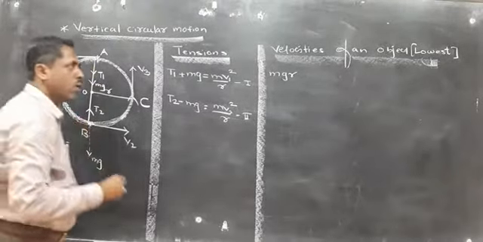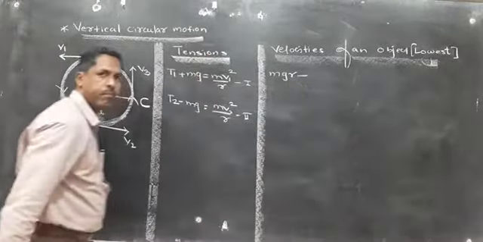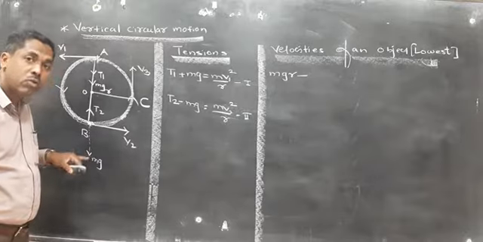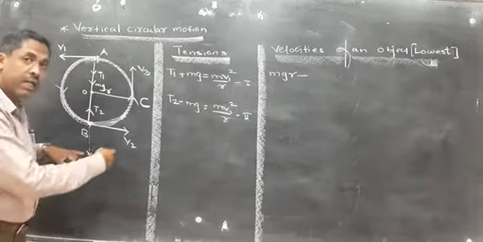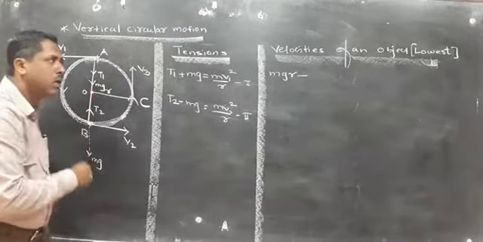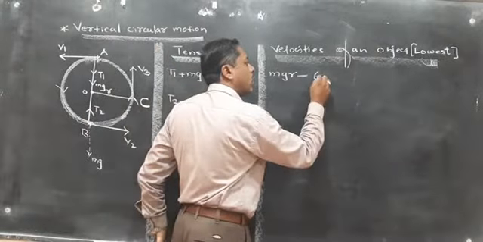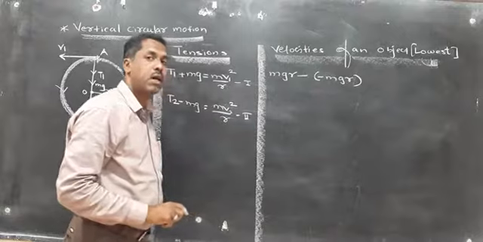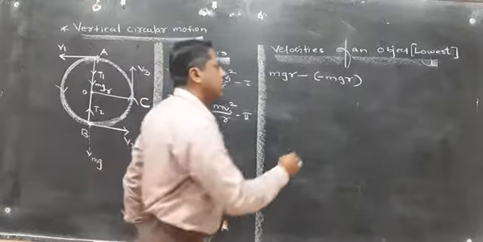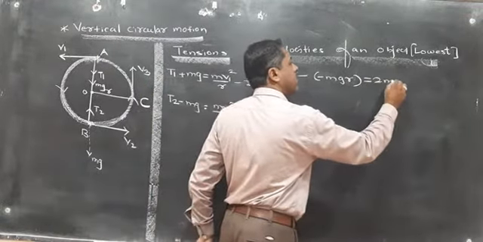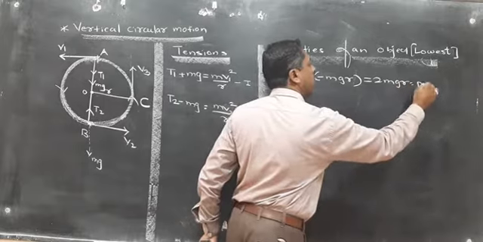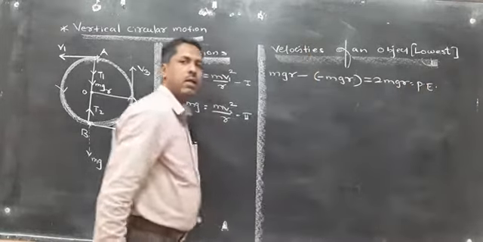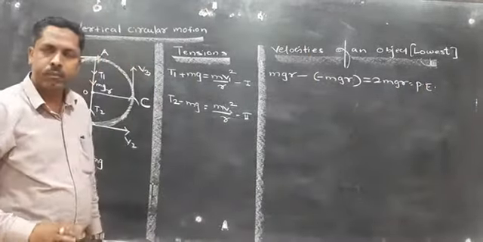Moving to the downward side, minus. At the bottom, it has certain potential energy, but in a moving form, that's why from the bottom it again moves to the top position. That's why mgr minus of minus mgr is equal to twice mgr, and this is nothing but the potential energy of an object.